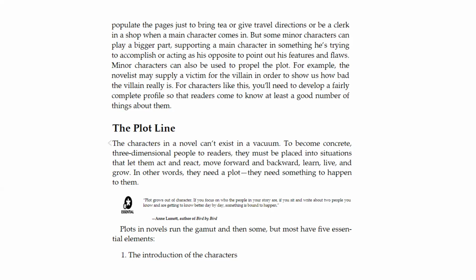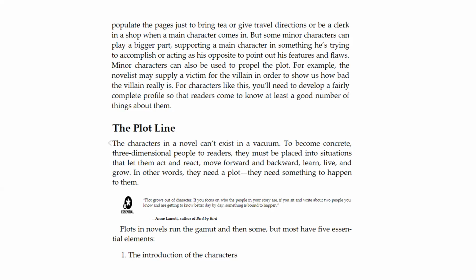Then we have the plot line, that's like the skeleton of the story. The characters in a novel can't exist in a vacuum, like nothingness, that's what they mean. To become concrete, three-dimensional people to readers, they must be placed into situations that let them act and react, move forward and backward, learn, live, and grow. In other words, they need a plot. They need something to happen to them. Just like your life. You don't just stand there as a person 24 hours a day. No, you have a life and all these things that happen in it. It's like the plot line.